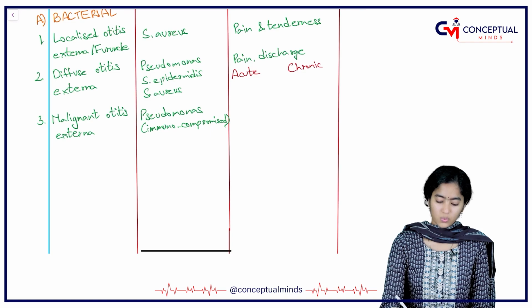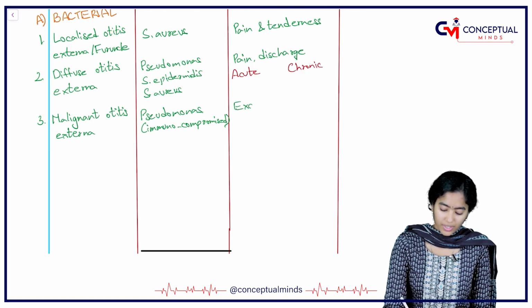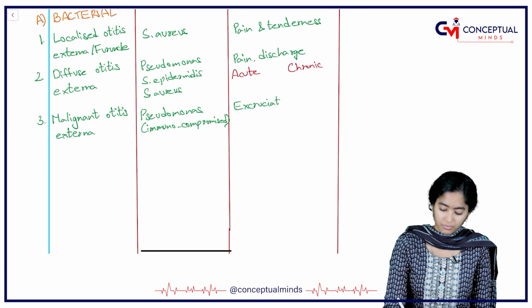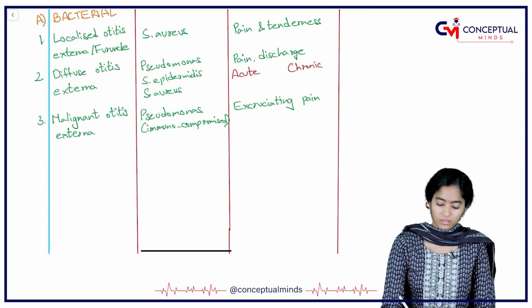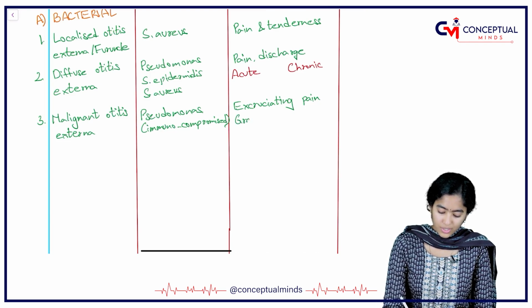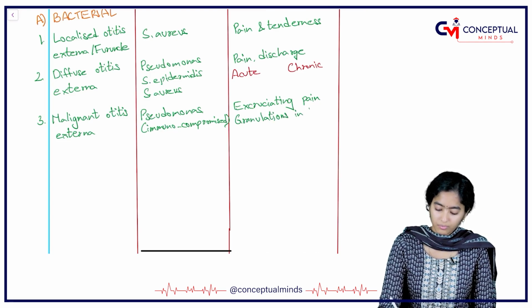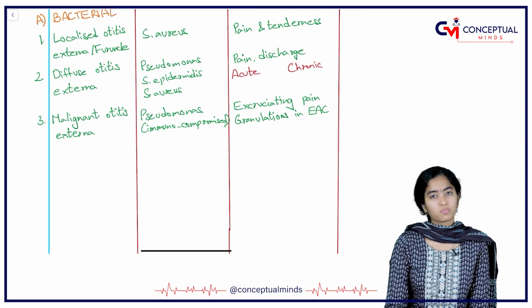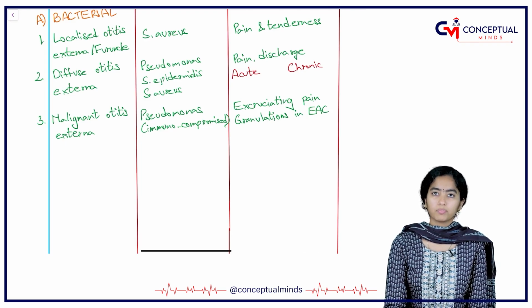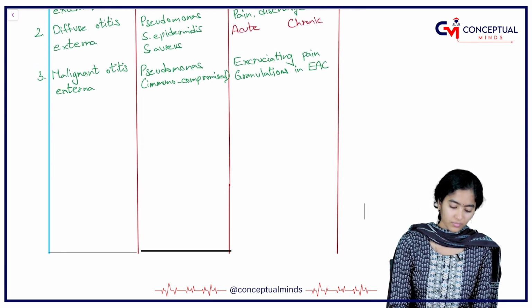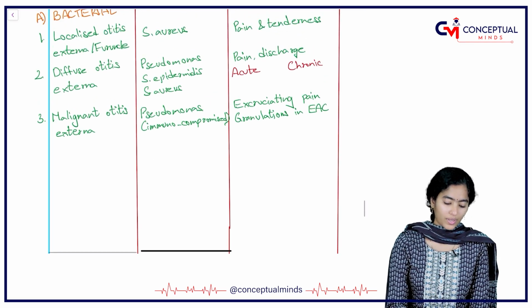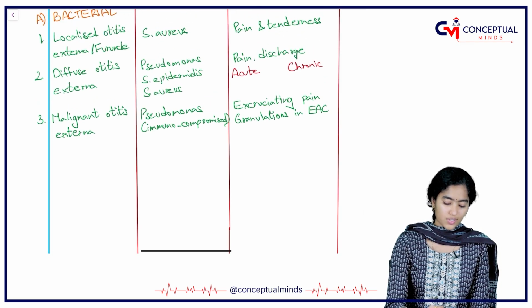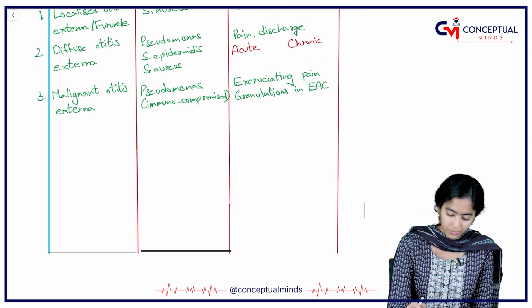What are the clinical features we see here? Initially there is excruciating pain. Along with that, we also have granulations in the external auditory canal. And later on, if the cranial nerves are involved, some other special features are also seen, depending upon the nerve that is involved. With this, I complete the bacterial variety: localized otitis externa, diffuse otitis externa, and malignant otitis externa.